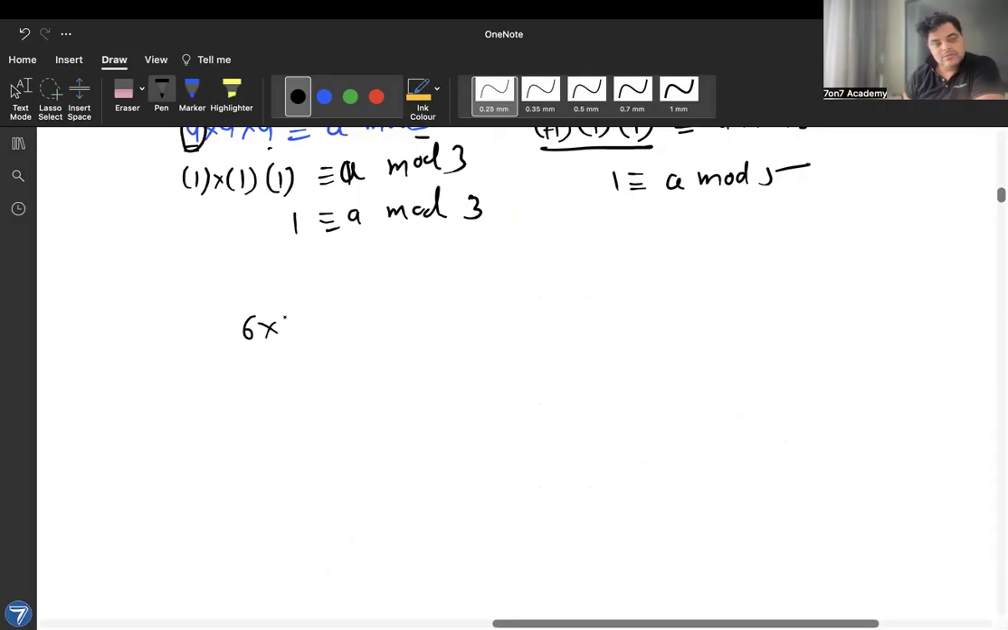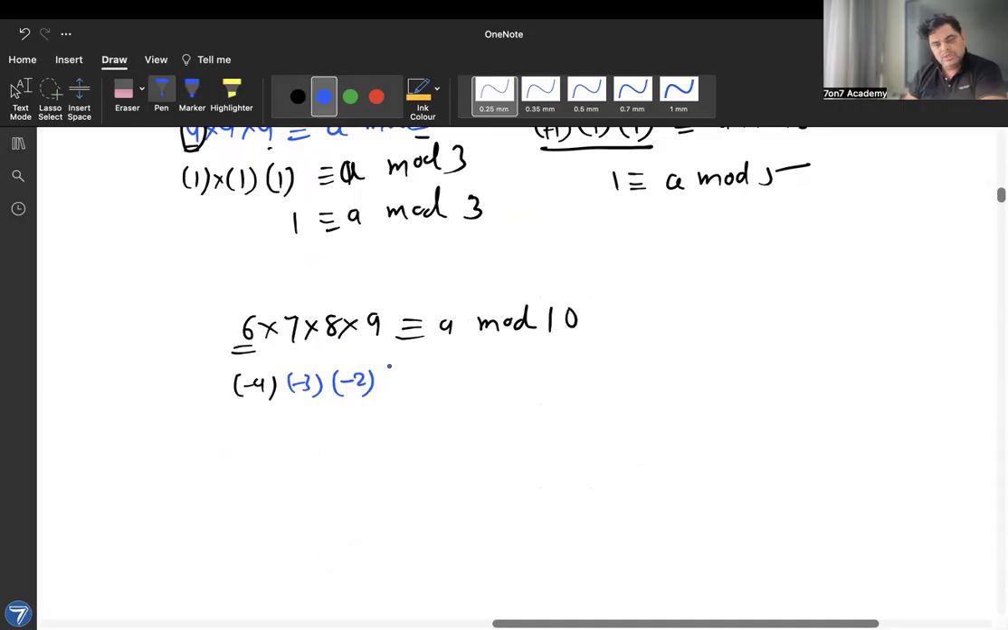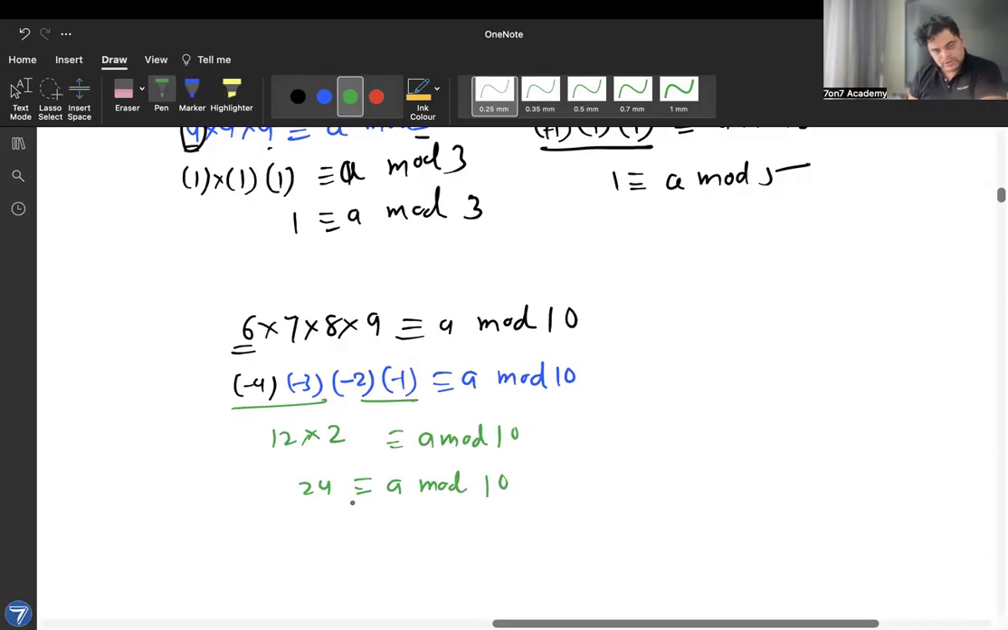So if I have 6 into 7 into 8 into 9 congruent to A mod 10, can you tell me the answer? What did I replace this by? Minus 4, and this minus 3, and this minus 2, and this minus 1, congruent to A mod 10. Now if you multiply, this would give plus 12, and then 2, so 24 congruent to A mod 10. So 4 is A. Agree?